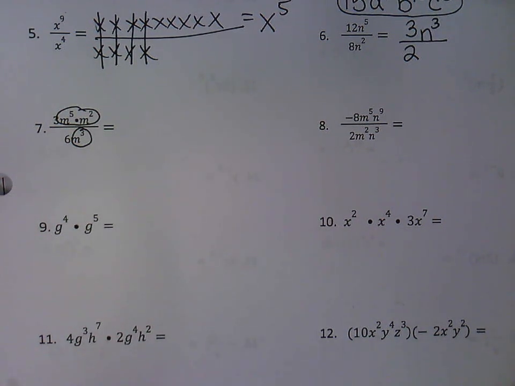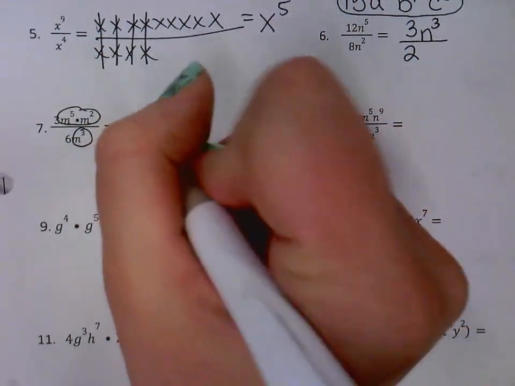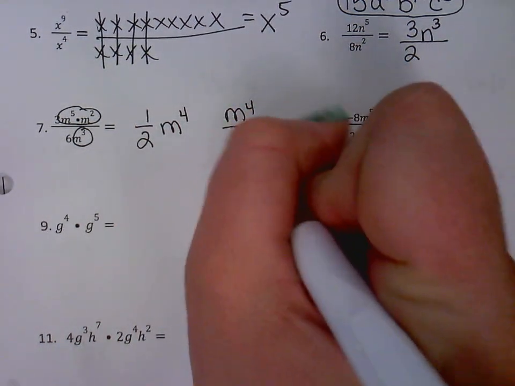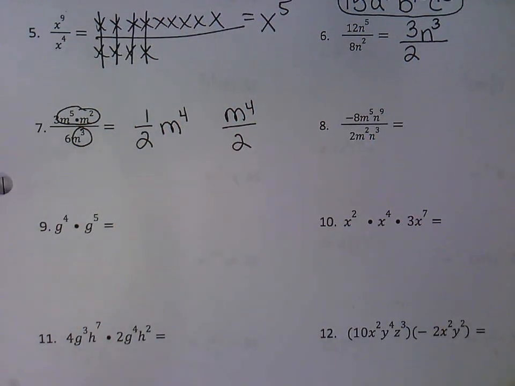You have 7, and then you have 3 on the bottom, so you'd have m to the 4th. You could write your answer as 1/2 m to the 4th or m to the 4th over 2. Means the same thing. If you like writing your coefficient as a fraction, the only way that you can't write this answer is like 1 over 2m to the 4th. You can't put that down into the denominator. So you pick how you like to write that one.